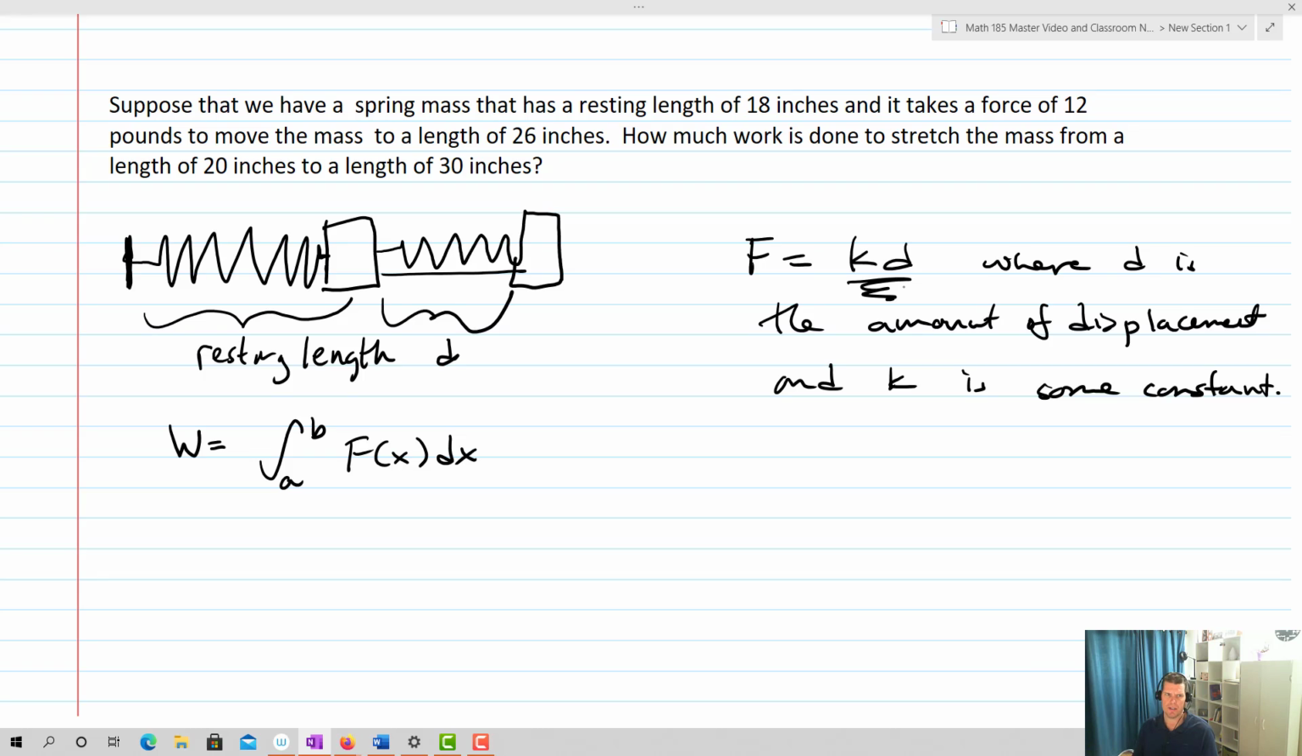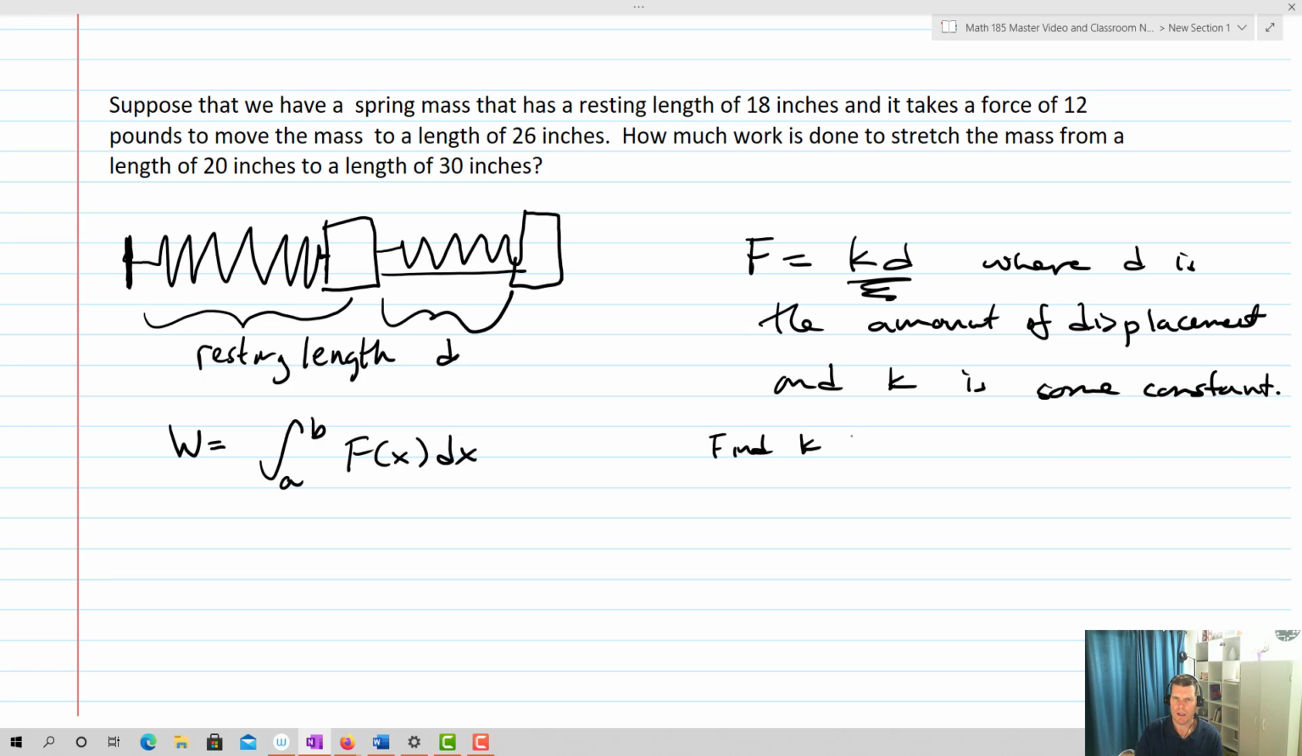So let's suppose we have this spring mass that has a resting length of 18 inches, and it takes a force of 12 pounds to move the mass to a length of 26 inches. How much work is done to stretch the mass from a length of 20 inches to a length of 30 inches? What we first want to do is think about what our spring mass constant is. So we first want to find K, in order to give us that force equation.